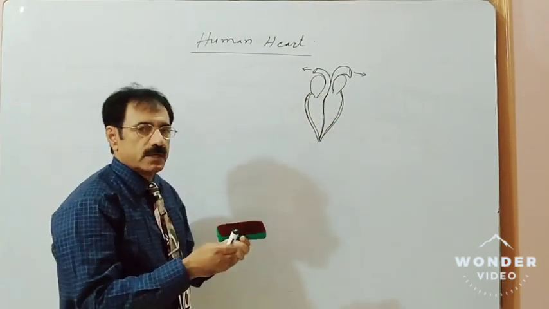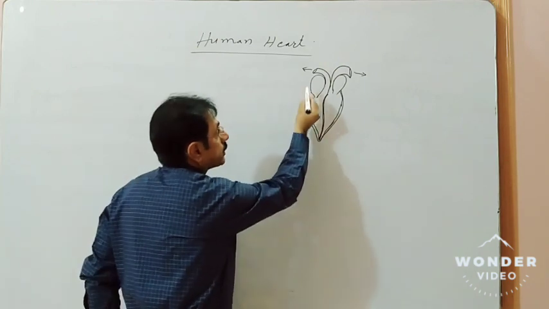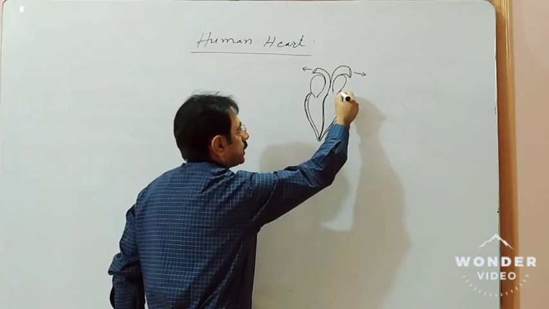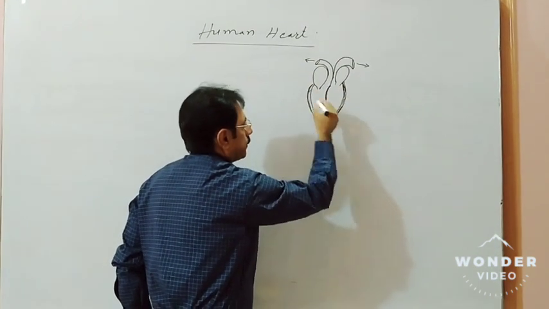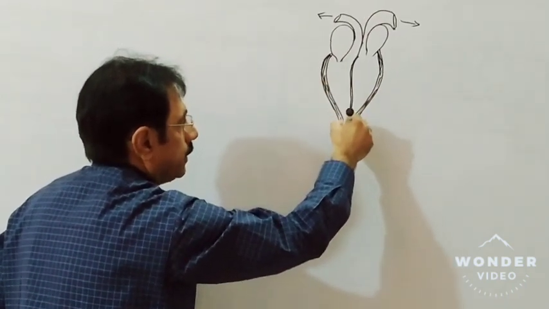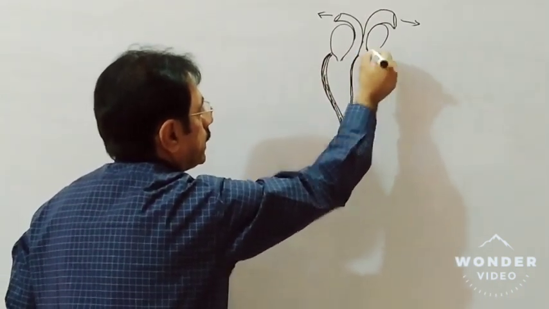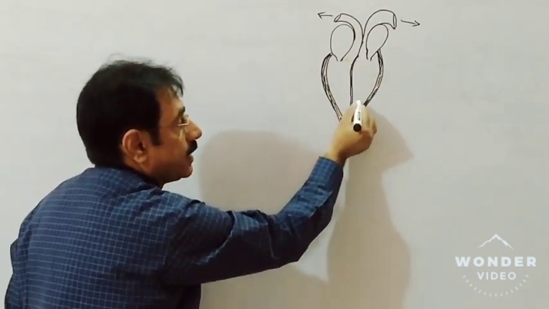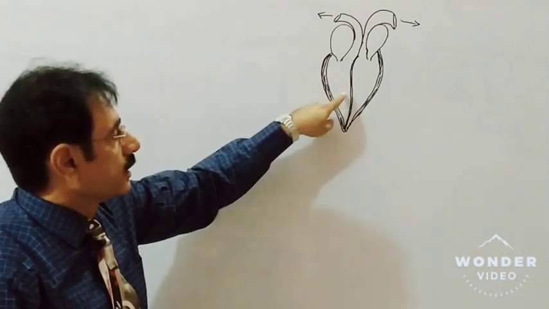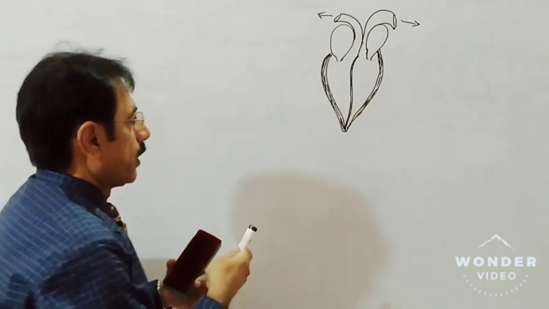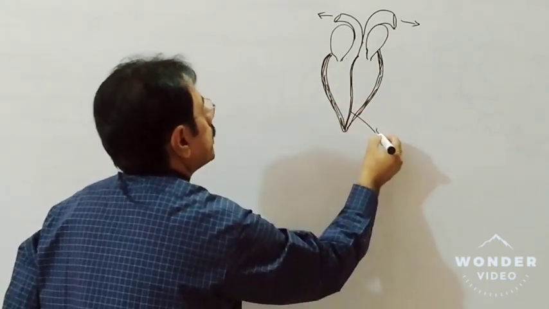The muscular walls of the upper chambers, the atria, are thin, and the walls of the ventricles are thick. The two ventricles are separated from one another by a muscular partition. That muscular partition is the septum.